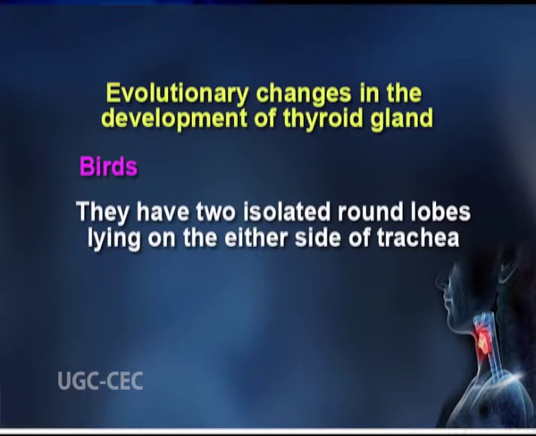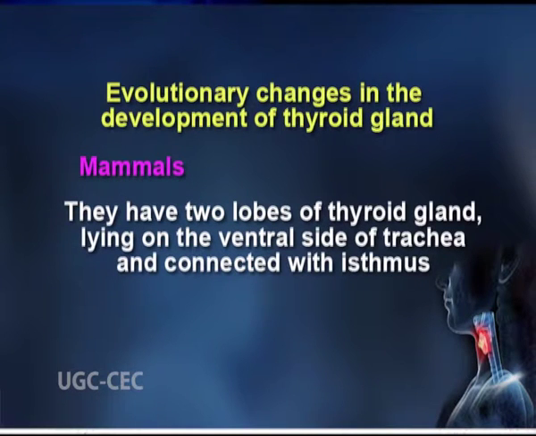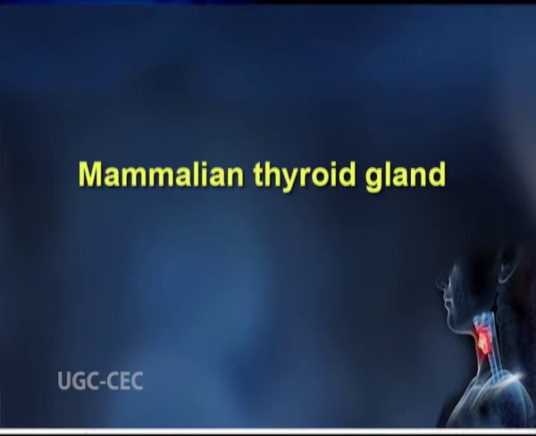Birds have two isolated round lobes lying on either side of the trachea at the level of their collarbones, whereas mammals have two lobes of the thyroid gland lying on the ventral side of the trachea and connected with an isthmus. The mammalian thyroid gland develops through various stages.